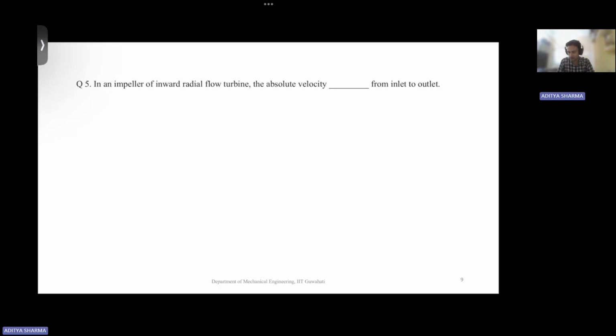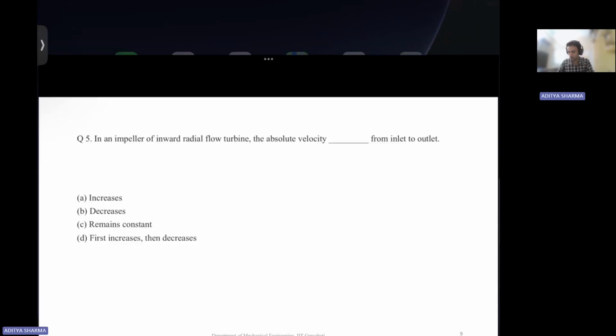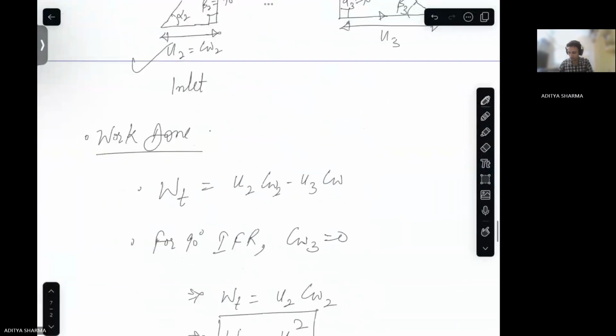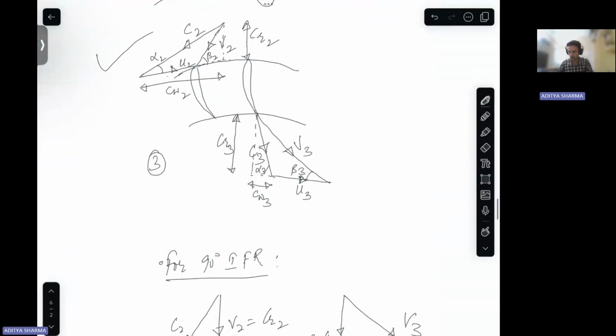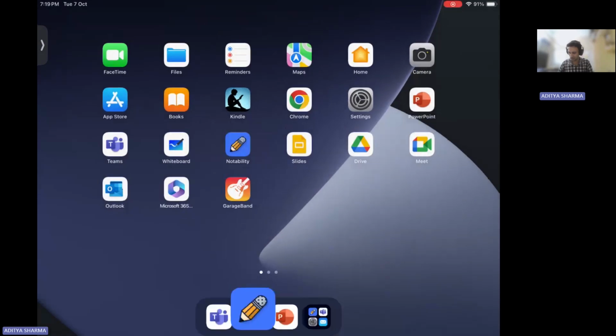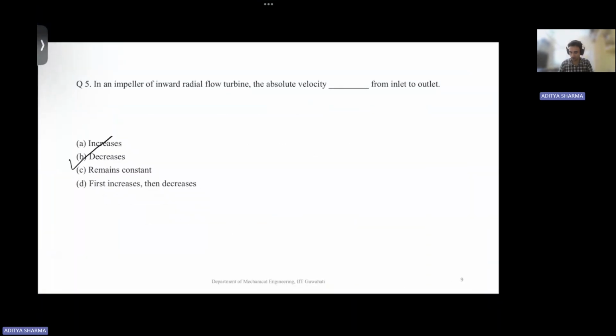So question number 5, let's see. In an impeller of inward radial flow turbine, the absolute velocity dash from inlet to outlet. So what happens to your absolute velocity? So absolute velocity decreases. Okay. C2 and C3, if you see, so absolute velocity decreases.